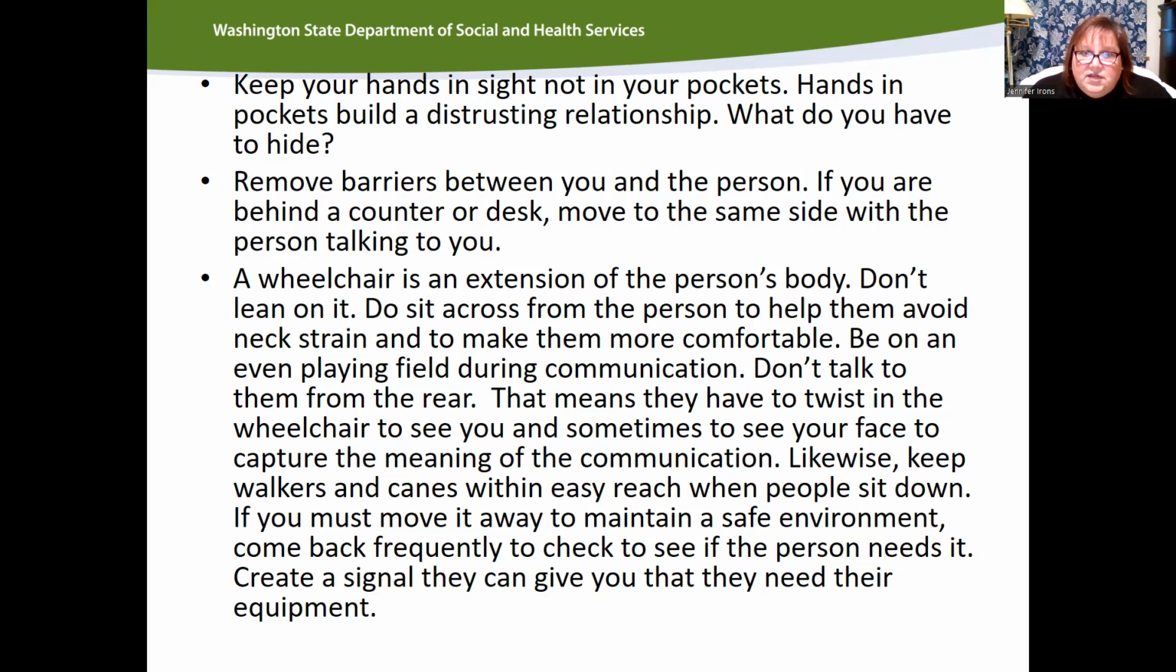Likewise, keep walkers and canes within easy reach when people sit down. If you must move it away to maintain a safe environment, come back frequently to check in to see if the person needs it. Create a signal they can give you that they need their equipment.